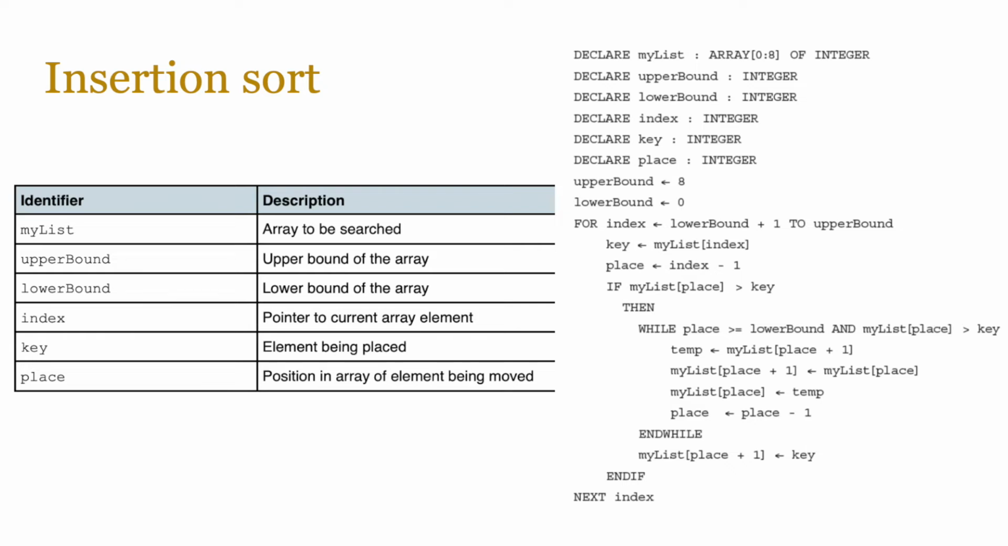Now, key holds the value that is at the current index of the for loop. So after this, the loop is updated to the next index, and we continue the process all over again. And we keep repeating this until all the items are sorted.